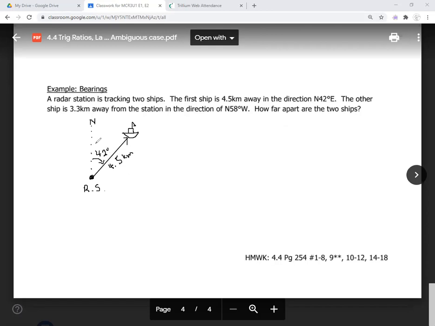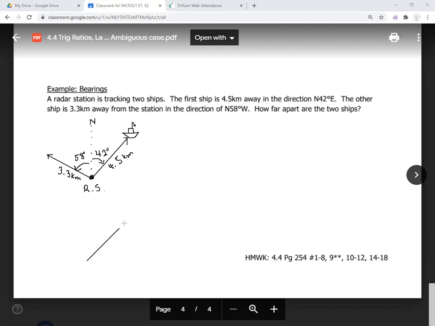The other ship is 3.3 kilometers away from the station in the direction north 58 west. So 58 must be a little bit further away in this way, like that maybe. So from the north direction, I turned west by 58, and this is 3.3 kilometers. How far away are the 2 ships?